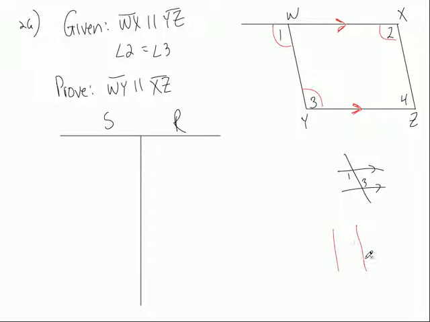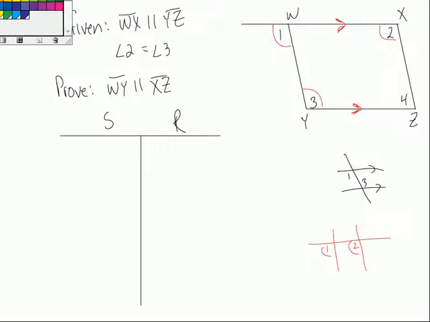Again, if you want to redraw it, these two lines here, that's pretty bad. There's your transversal. Where's 1 and 2? 1's right here and 2's right here. If these are equal to each other, guess what must be true about these two lines? They've got to be parallel. Isn't that what we're trying to prove? Absolutely. It's a little bit different from the other one, but really, really close.